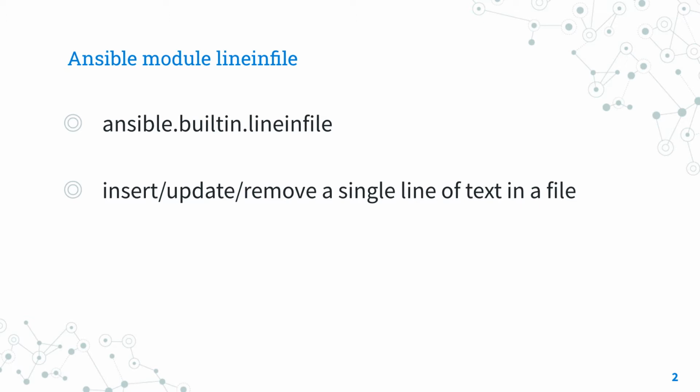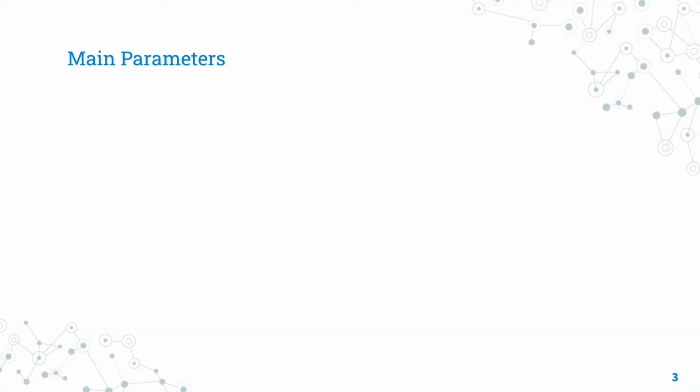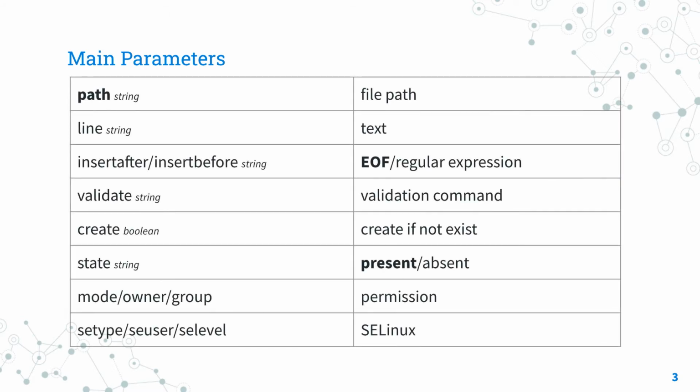You are able to insert, update and remove a single line of text in a file, but also search for a pattern. This module has some parameters to perform any task. The only required one is path, where you specify the file system path of the file you are going to edit. Line is the line of text we would like to insert in the file. Easy. By default, the text is going to be inserted at the end of the file, but you could personalize the position with insertafter and insertbefore.